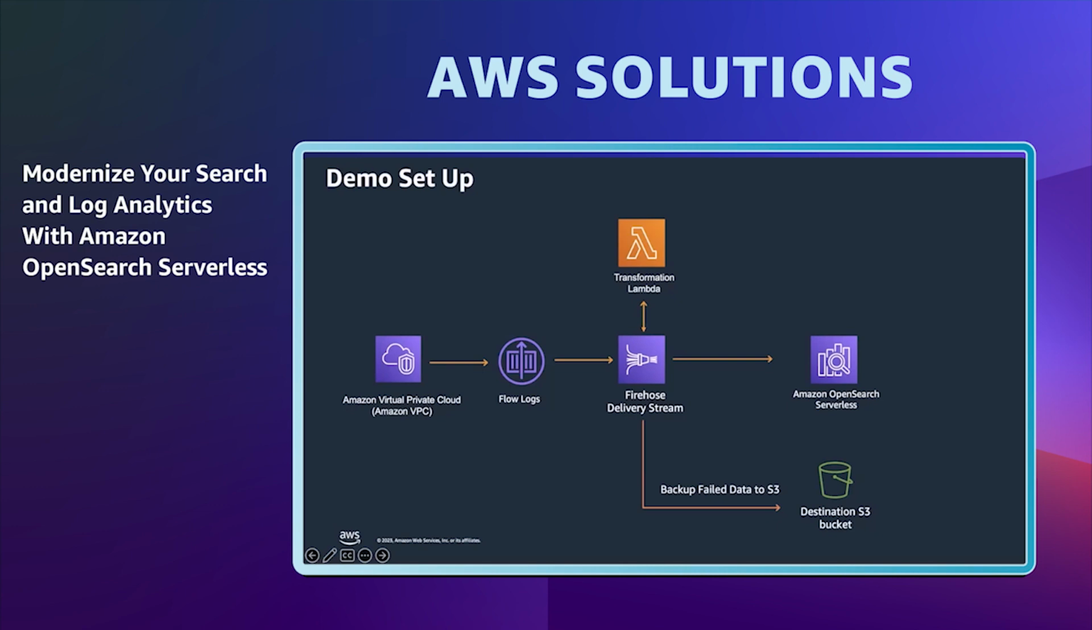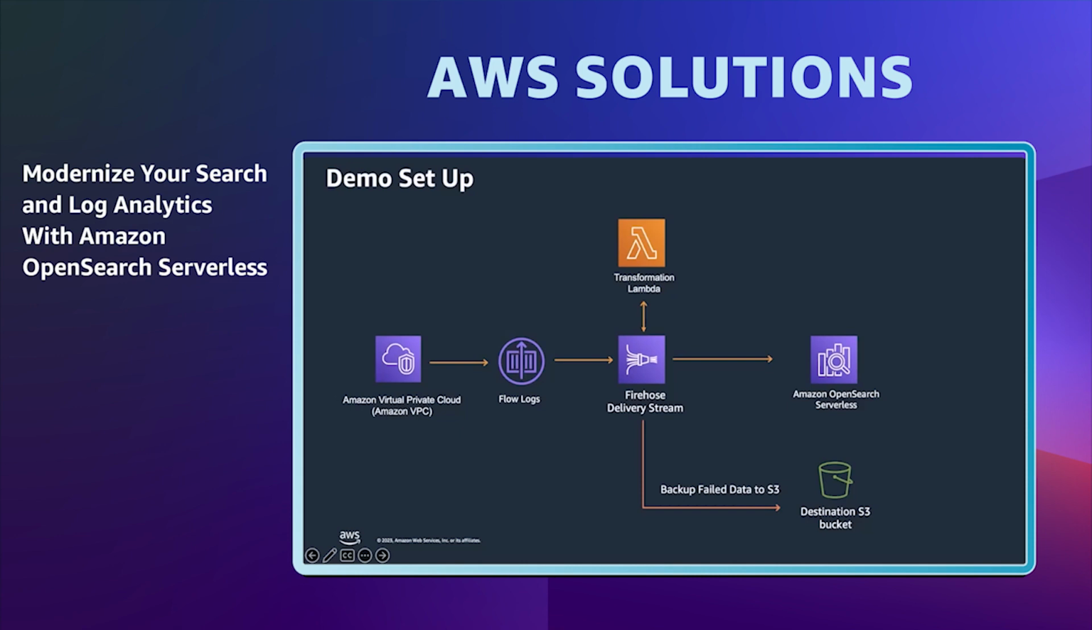And with that, we will be creating a Kinesis Firehose with a delivery stream pointing to the OpenSearch Serverless collection. So anything that is fed to the delivery stream will be ingested into OpenSearch Serverless. Today in our demo, we will be ingesting the VPC flow logs from your existing VPC. And those flow logs will be routed to your Kinesis Firehose delivery stream.